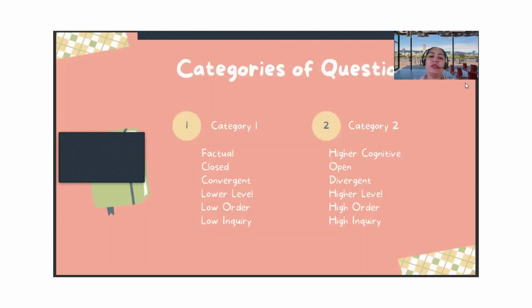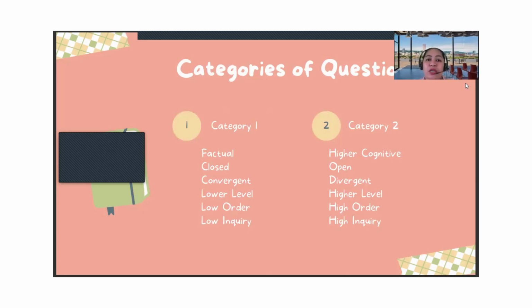Okay, so category 1, as I've told you earlier, is like what, where, when, or a question that can be answered by yes or no. While on the other hand, category 2 is higher cognitive. That means these questions usually start with why and how.